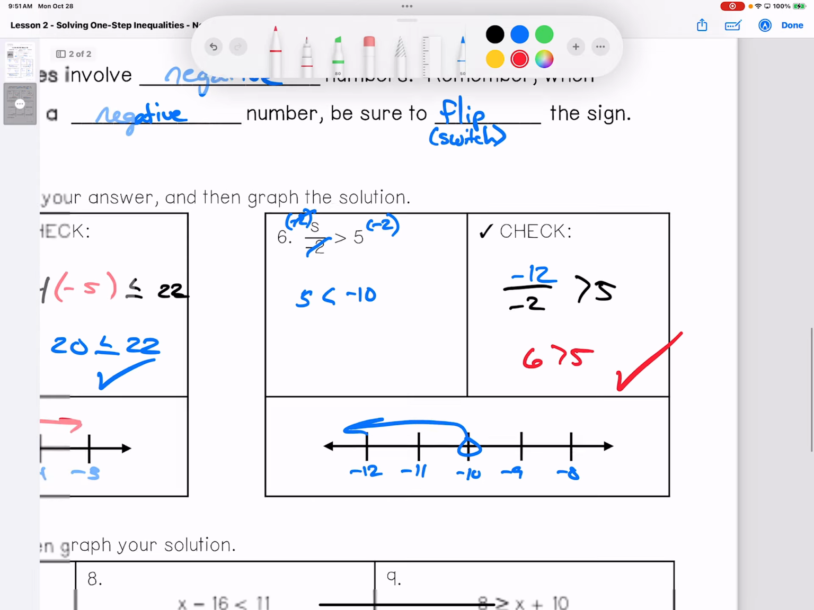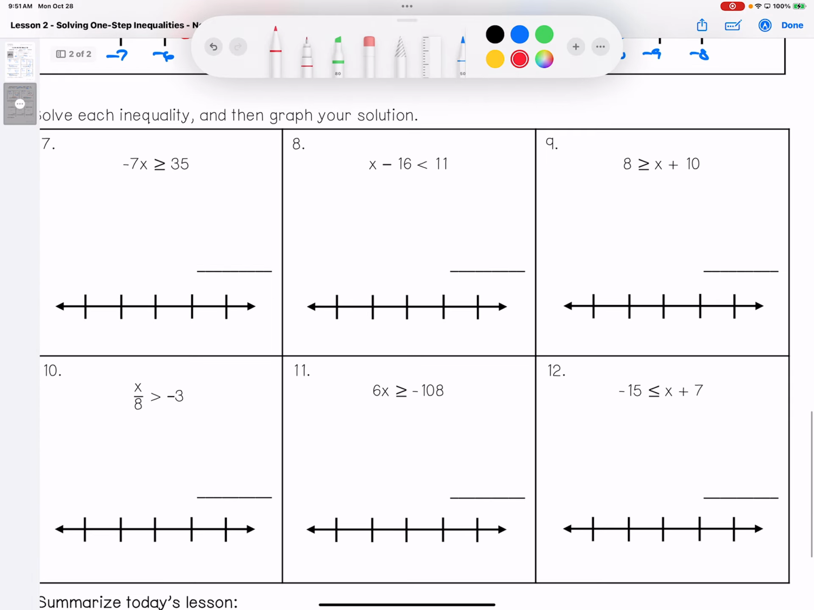All right. Now we're going to go down to the bottom, 7 through 12. These are one-step equations, guys. It's just one step. All right. I'm going to pause the video and let you work them out. Ready, set, go.